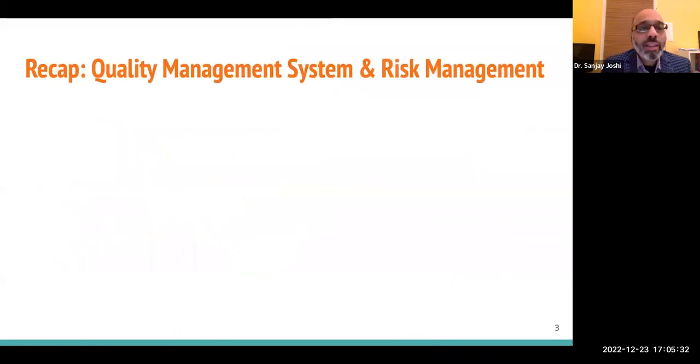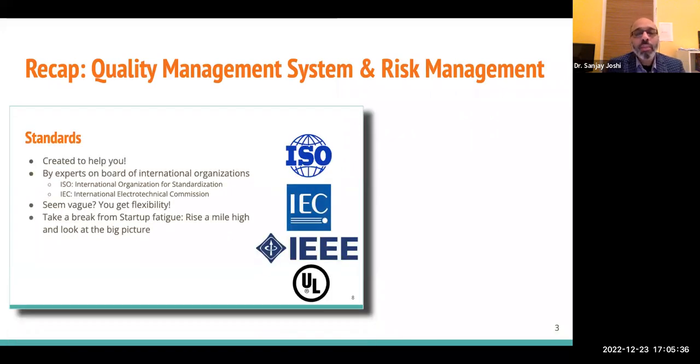So with that, let's get into the recap from the last two sessions. For the quality management system, we talked about the standards. The backdrop is that they are created to help you, and they are created by experts who are on the board of these international organizations. They come from government, they come from industry. They're usually veterans with multiple decades of experience in this space. We talked about the two main bodies.